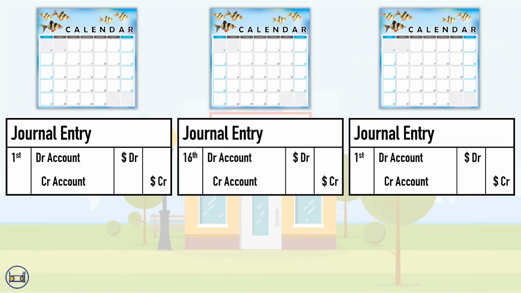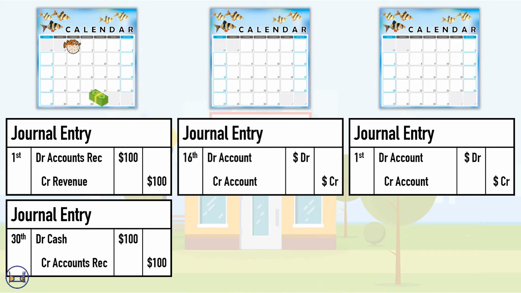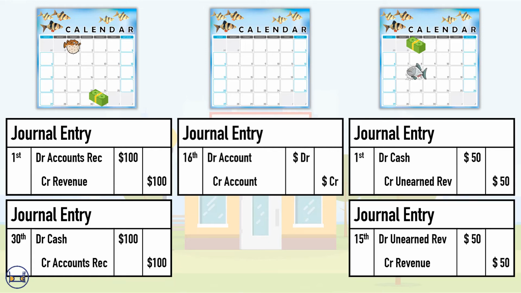This chart summarizes the format we used for journal entries in each of the three scenarios. When revenue is earned before cash is paid, we debit accounts receivable and credit revenue. When cash is paid before revenue is earned, we debit cash and credit an unearned revenue liability. And when both occur on the same date, we simply debit cash and credit our revenues in a single entry.